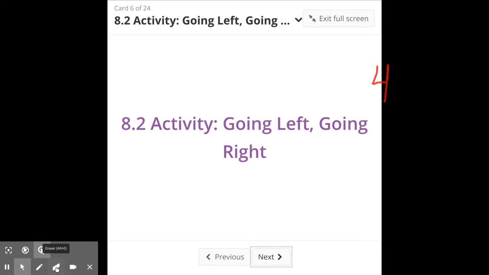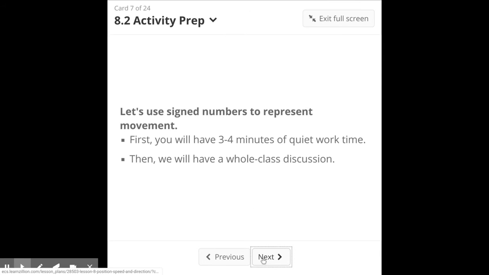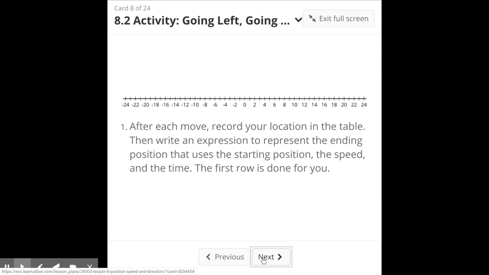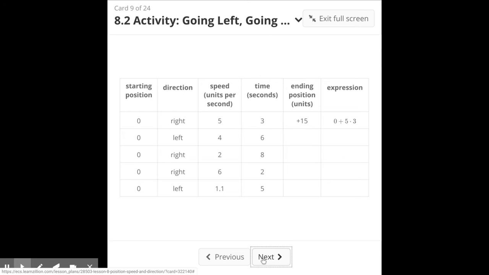Okay, it looks like I need to erase what I put on there. Our next activity, we are going left and going right. Activity 8.2. We have a number line here, and you're going to be given some directions on which way to move. After each move, record your location in the table, then write an expression to represent the ending position that uses the starting position, the speed, and the time. The first row is done for you.